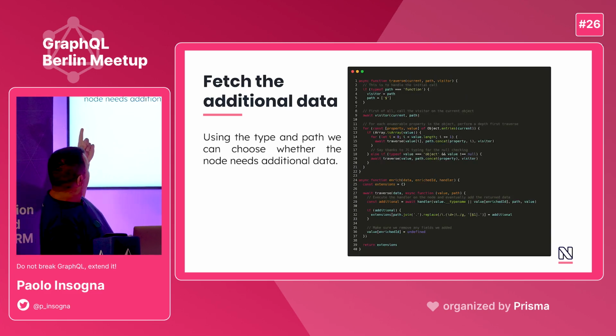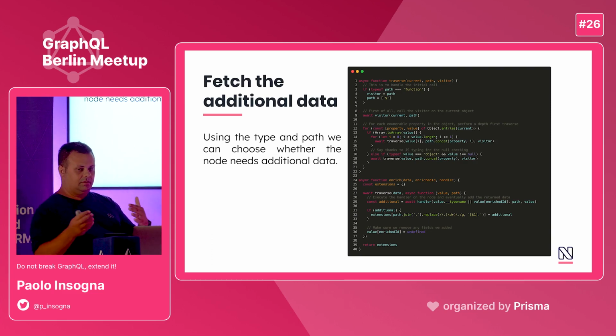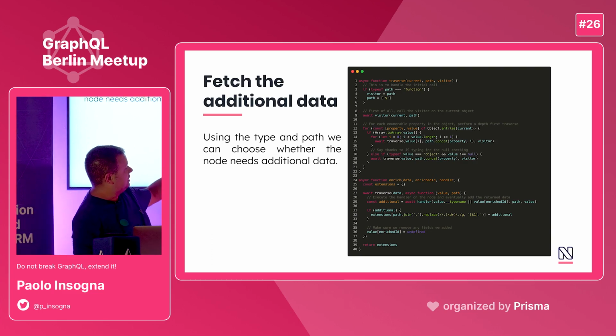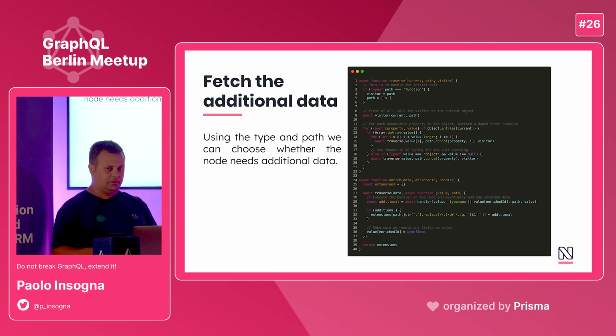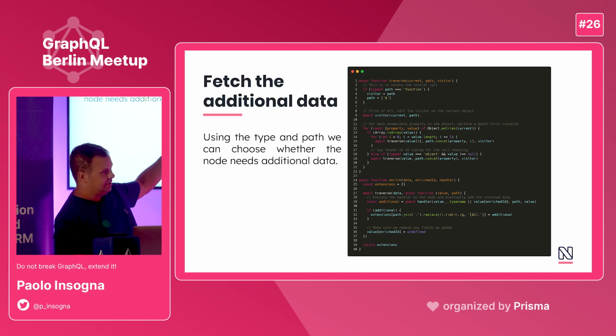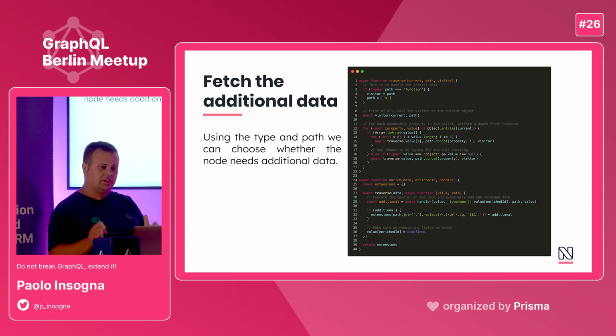Now, we have to fetch the data eventually. So it starts with the enrich function that gets the data received from the upstream server, then the enriched ID, which is the one that I just generated, and the handler, which I will show you later. And remember that it basically is a function that eventually returns extensions to return to the client.